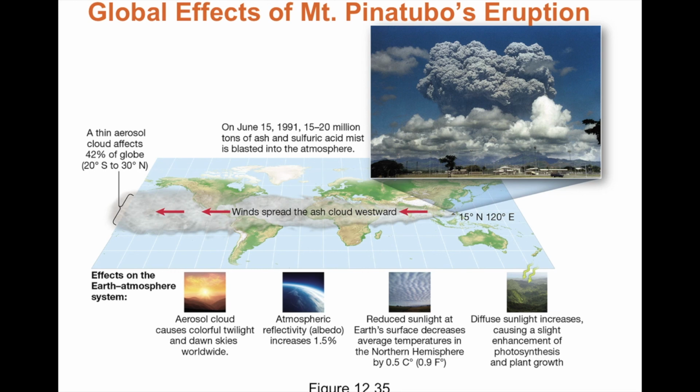Now, when one of the composite volcanoes does erupt, it can be quite a violent event. For example, Mount Pinatubo erupted in the year 1991, and the wind spread the ash westward to almost 42% of the globe. So a lot of air pollution that is naturally created comes from these large eruptions of volcanoes.